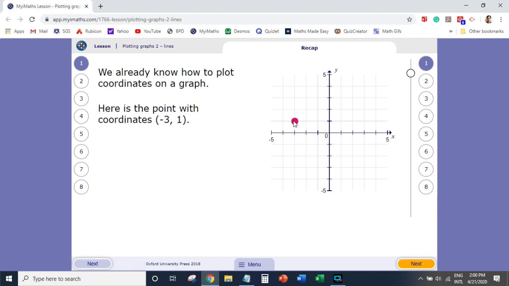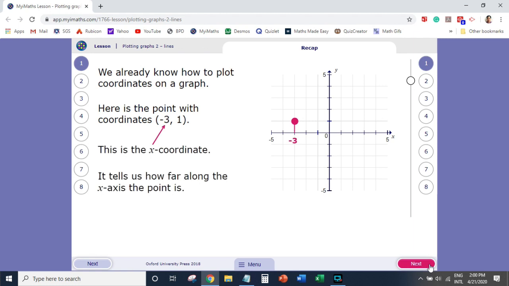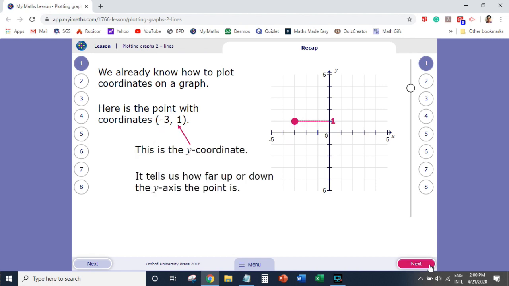So here's the point. This point is at -3 on the x-axis and +1 on the y-axis. This is the x-coordinate. It tells us how far along the x-axis the point is. And this is the y-coordinate. It tells us how far up or down the y-axis the point is.